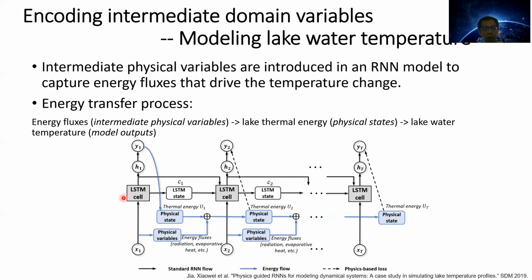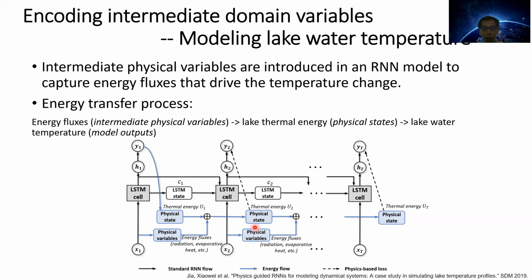Specifically, we start with building the standard recurrent neural network. Here, these black colored arrows represent the standard recurrent neural network framework, where we also use the LSTM cell as the recurrent cell structure. But on top of that, we also introduce another recurrent process, shown in blue. In this blue energy flow, we introduce another set of physical states and physical variables. These physical states are very similar to the LSTM states used in the standard recurrent neural network model. But the difference is that these physical states have some real-world interpretation.